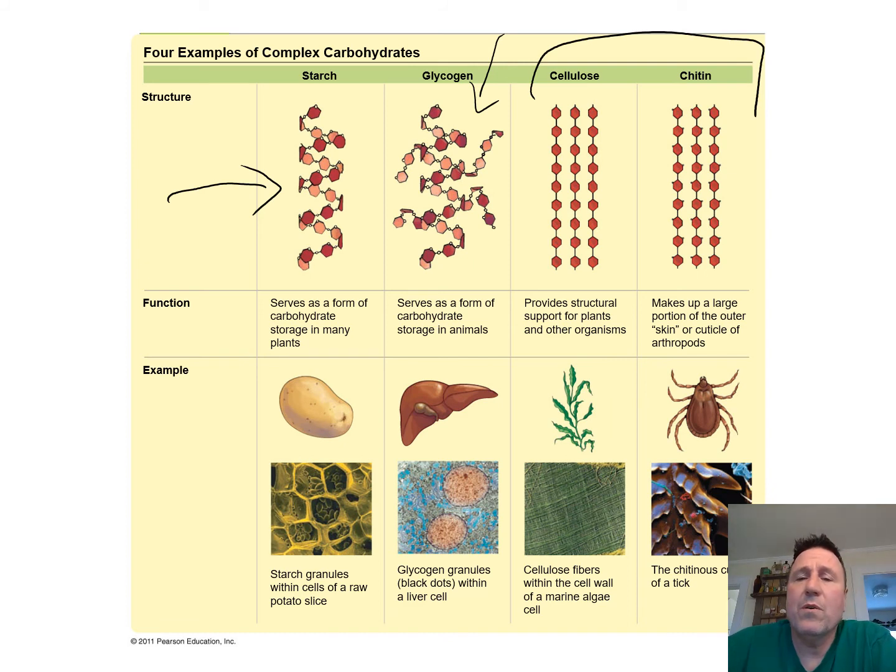These two we cannot digest. Cellulose, probably the most common polysaccharide on the planet. It makes up all plants. We cannot digest it. There's bacteria in our gut that can. You say to yourself, well, a cow looks pretty big. How's it surviving on grass? Well, it's using the bacteria in its gut, right?